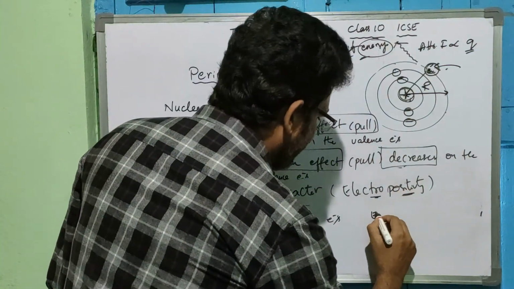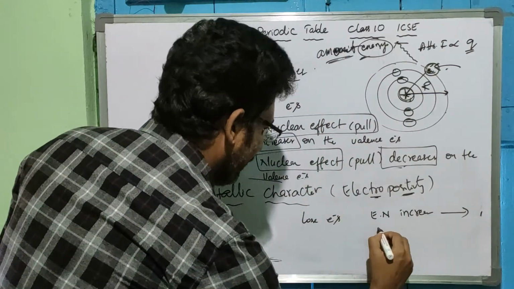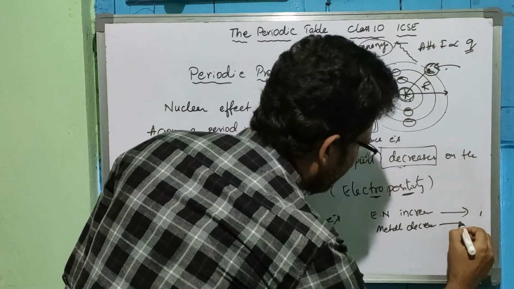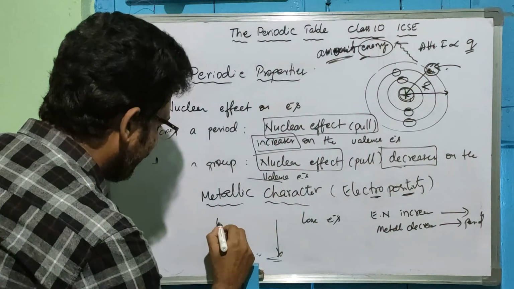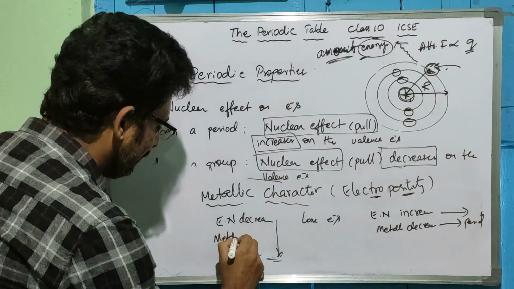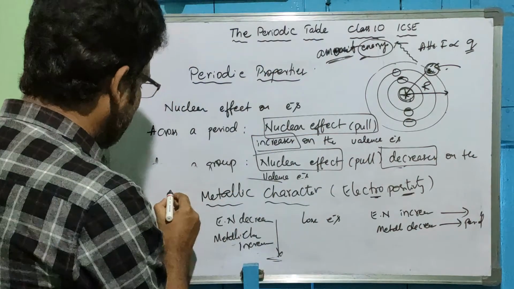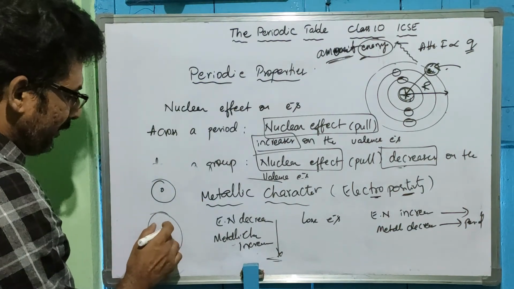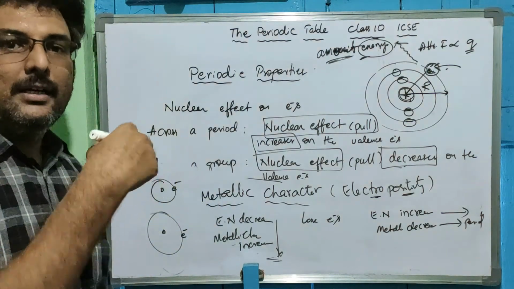Electronegativity increases across a period, whereas metallic character is opposite to that, so it will decrease across a period. And down the group, electronegativity decreases, whereas metallic character increases down the group, because the atomic size will be increasing down the group. As the atomic size increases, the nuclear pull on the valence electrons will be decreasing and the tendency to lose these electrons also increases.